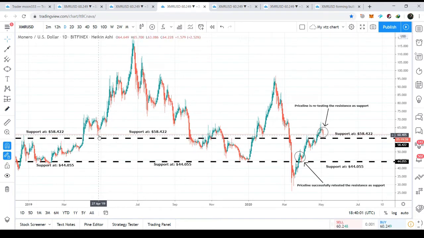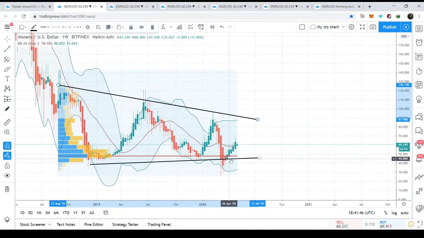Like for example, here it has been working as a support, here it has been working as resistance, and now it is working as a resistance. And now after breaking out this resistance level, the price line is retesting this resistance level as a support, like it has retested this resistance as a support. Once the price line will be able to retest this previous resistance as a support successfully, then we can expect that on the long term, the price line will continue this bullish rally and it will move up to this resistance of the wedge.